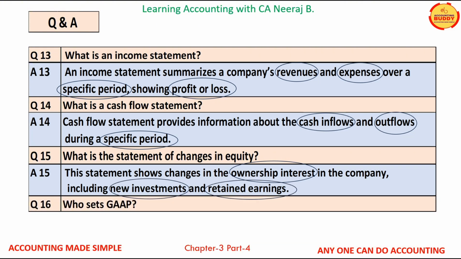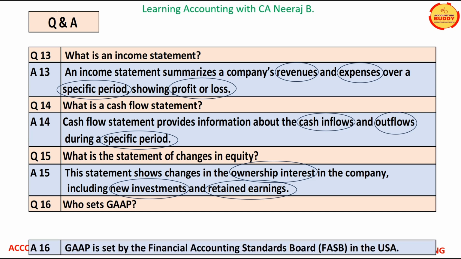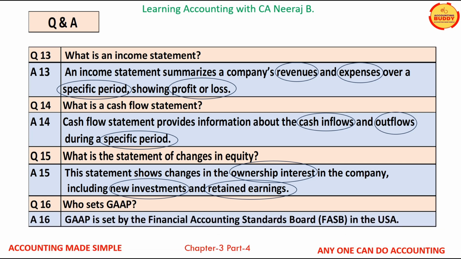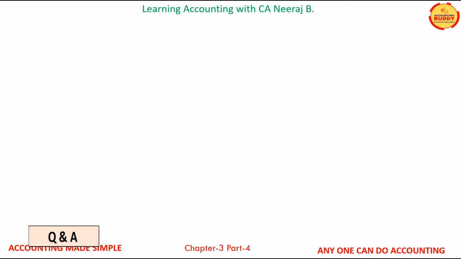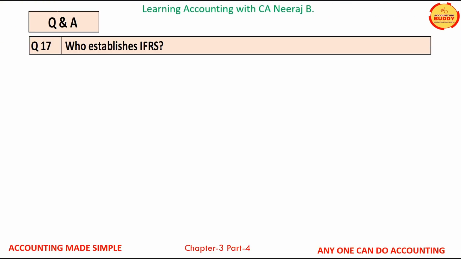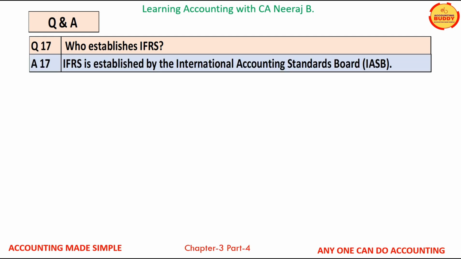Question number 16, who sets GAAP? GAAP is set by the Financial Accounting Standards Board, FASB, in the US. Question number 17 is, who establishes IFRS? The answer is, IFRS is established by the International Accounting Standards Board, popularly known as IASB.